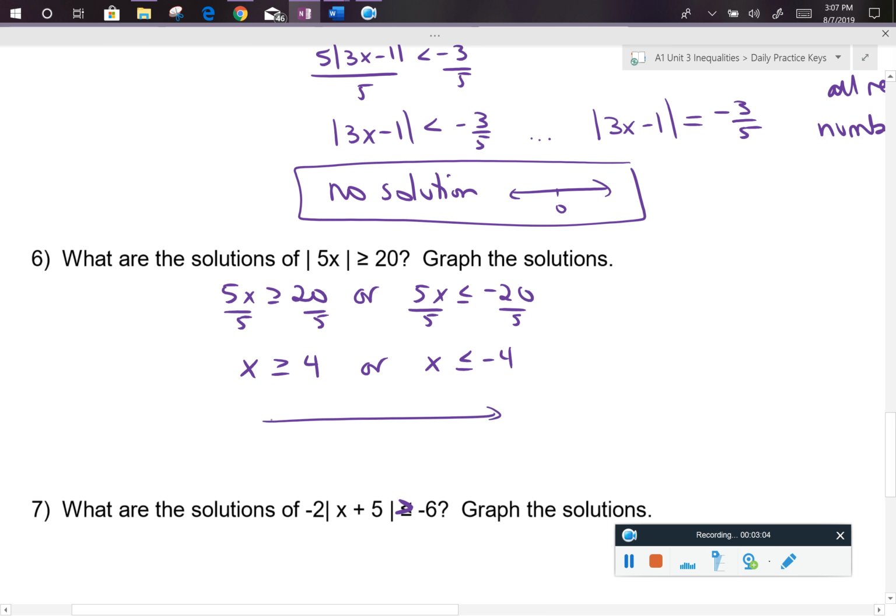This is very similar to one of the earlier problems. The difference being we've got or equal to's. So now I'm coloring in these dots before I shade to the outside.